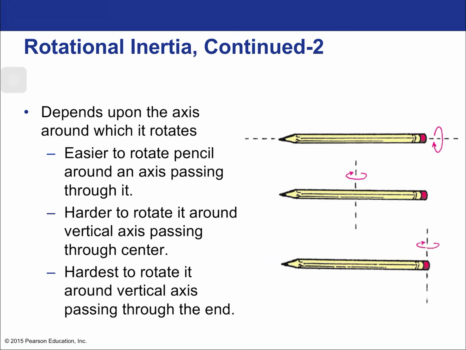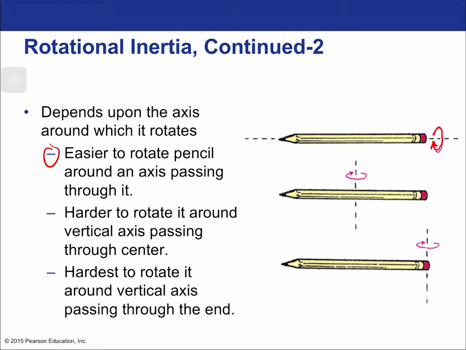So the pencil is easy to rotate about an axis passing through it the long ways, okay? It is very easy essentially to roll it. That'd be this case here, okay? That's because it has very little rotational inertia in that direction because all the mass is very close to the actual axis of rotation denoted by the dotted line.